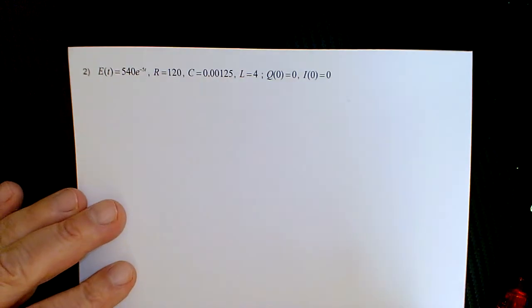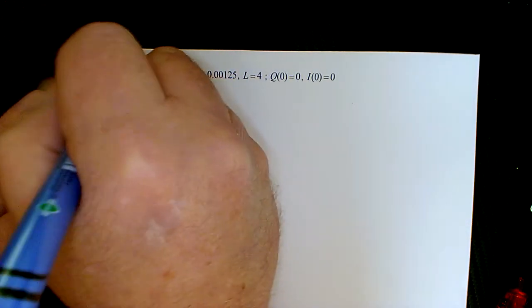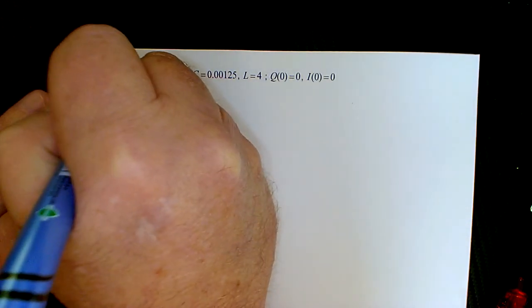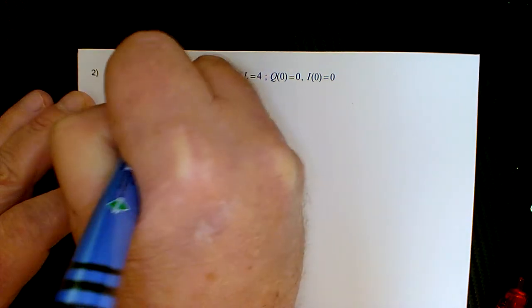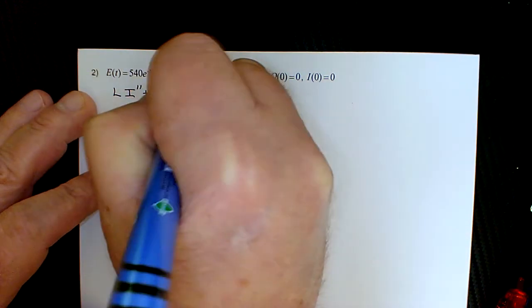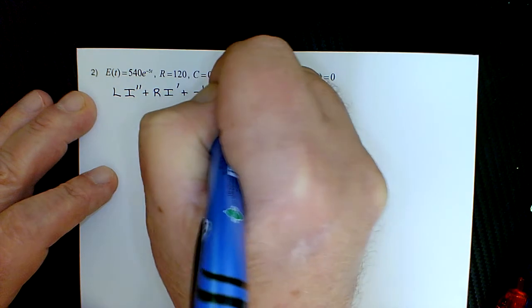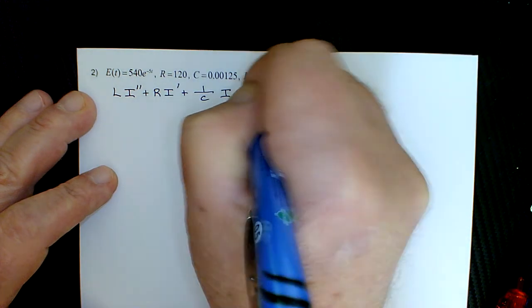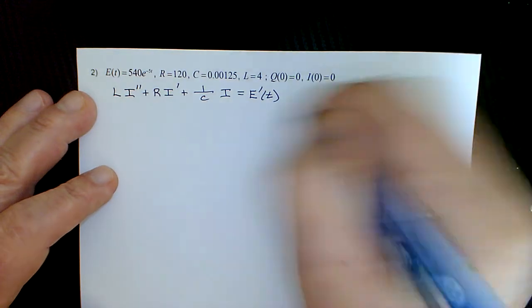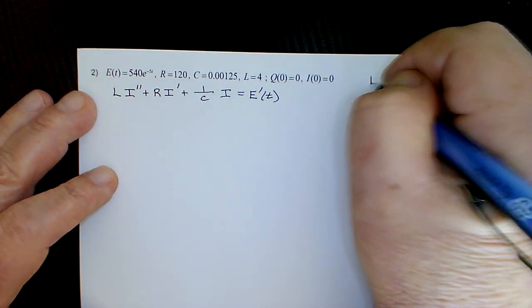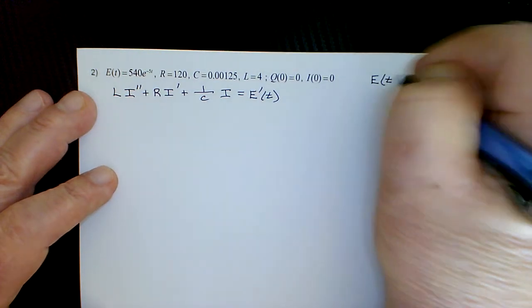So we're going to start the same way. That is, write the equation that L I double prime plus R I prime plus 1 over C times I is E prime of t. Okay, and always after you write that equation off to the side, note what E of t is.